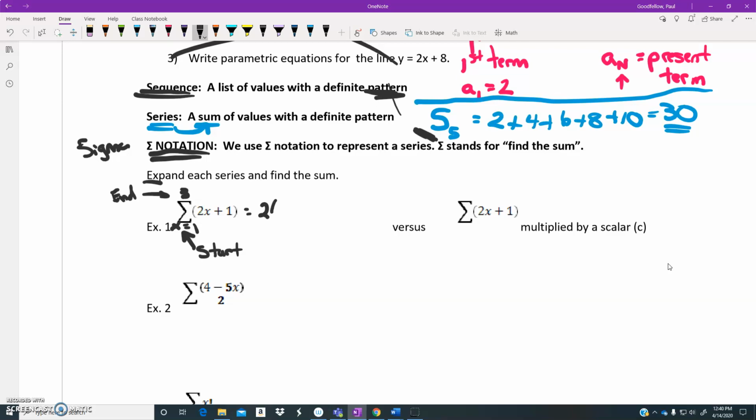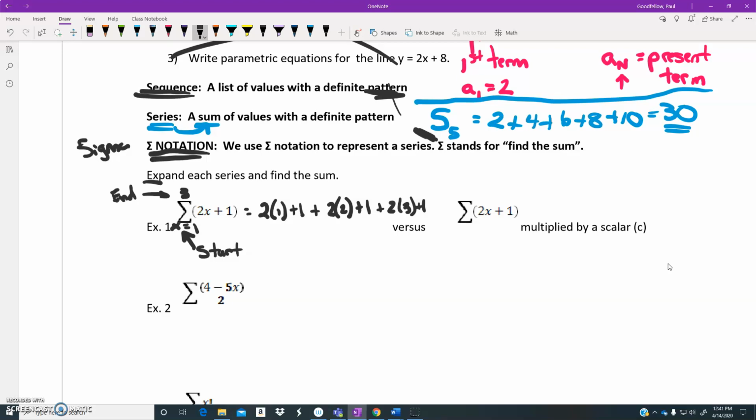So it'll do this concept. It'll go 2 times 1 plus 1. That would be the first term. And then it's going to use that same formula again to find the next term, which is going to be 2 times 2 plus 1. And then it's going to find the third term, which is going to be 2 times 3 plus 1. And that's what that summation notation is really saying. I'm going to add the first term, the second term, and the third term based on this equation.